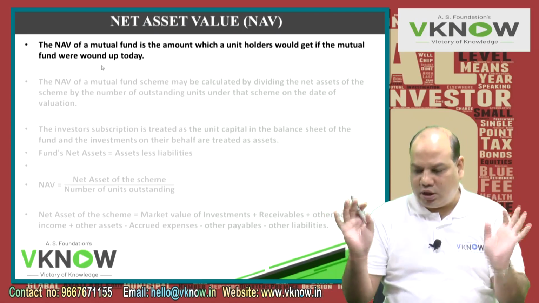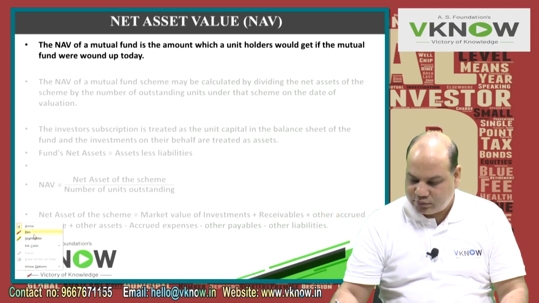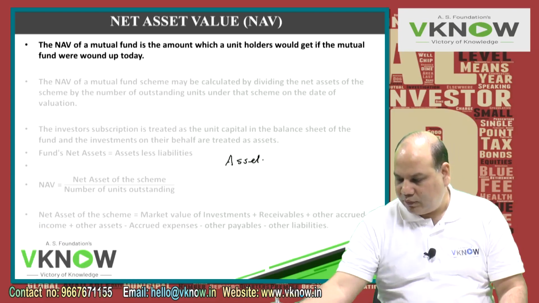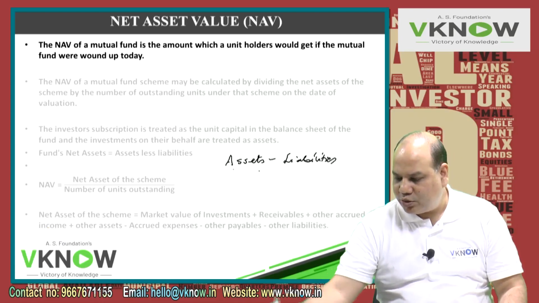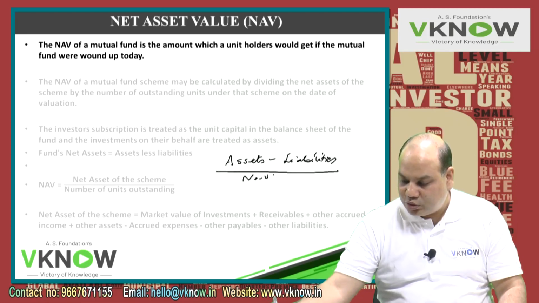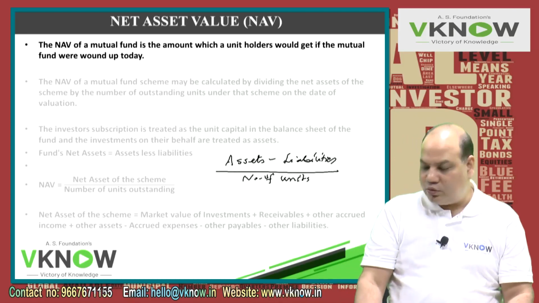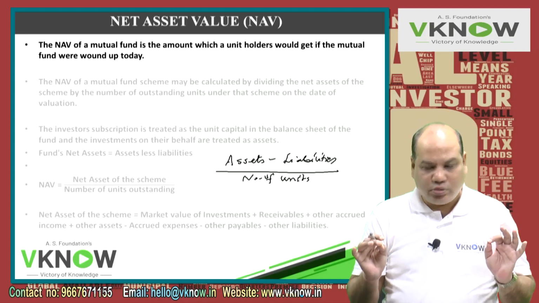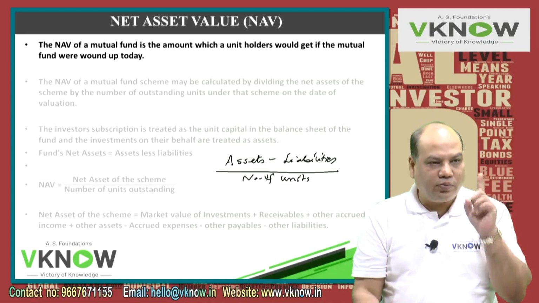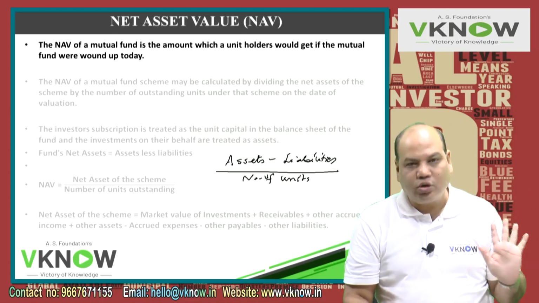If I sell all the assets, if I pay all the liabilities, and I distribute this amount, which is called net asset, over the total number of outstanding units, how much each unit will get, how much amount you will get per unit, is called NAV.